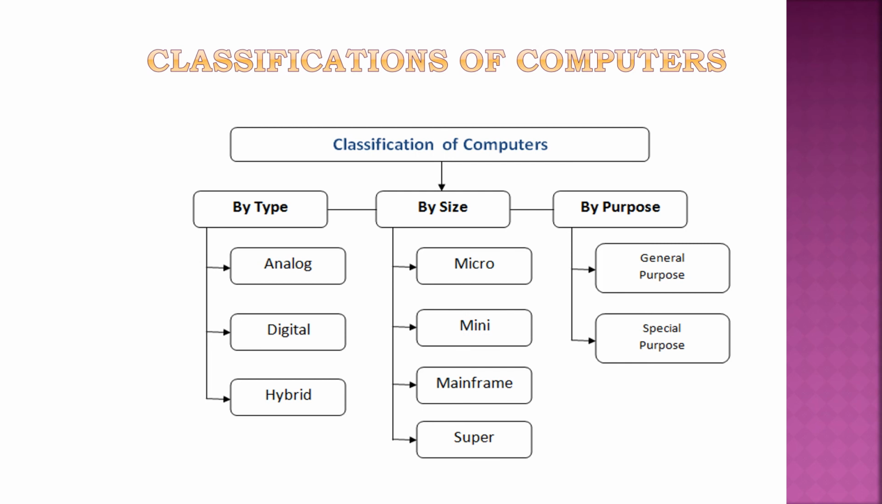We have also discussed the classification of computers. Computers are classified based on three criteria: by type, by size, and by purpose. By type, we have analog, digital and hybrid computers. By size, we have microcomputers, minicomputers, mainframe computers and supercomputers. And by purpose, we have general purpose as well as special purpose. These are the topics covered in this session.